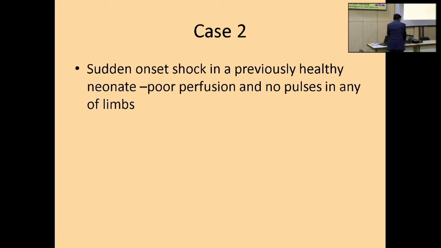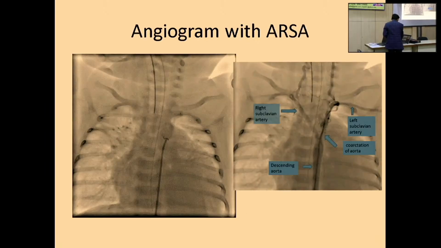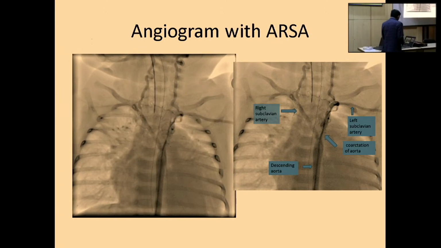So this child came to us with sudden shock, and I will show the angio. This patient's angio we did, just to document the coarctation site. So see this, this is the site of coarctation. Left subclavian is coming from the coact site, right subclavian is aberrant, coming below the coact site. So everything is below the coact site. There are no pulses anywhere except the carotids.